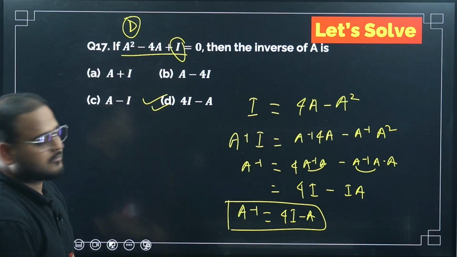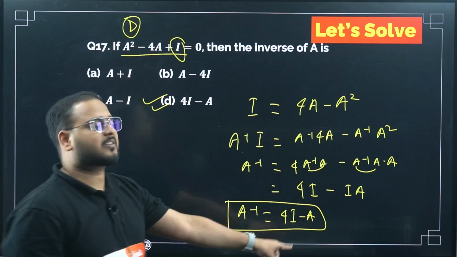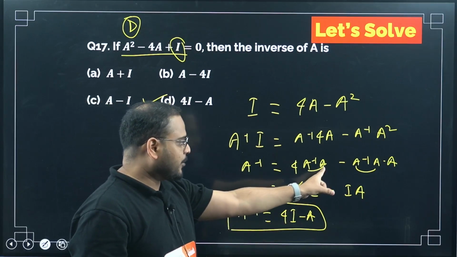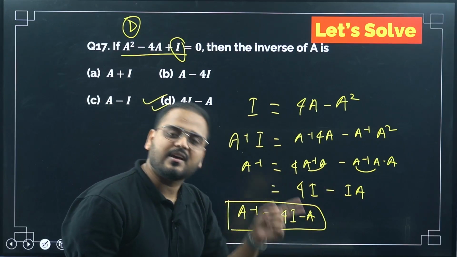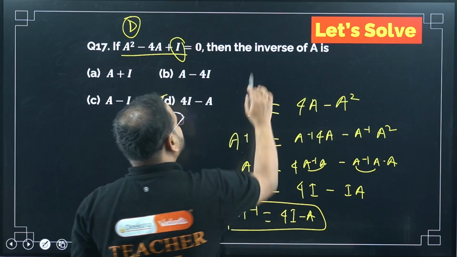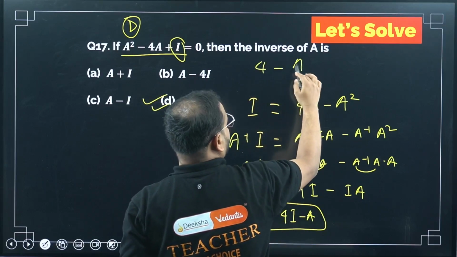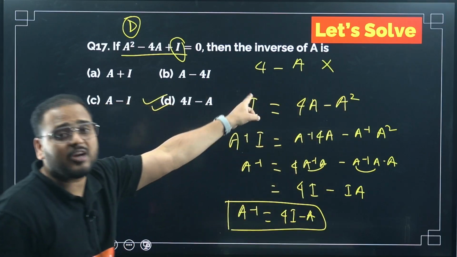This is my A inverse. Why am I not writing just 4? Because it is a matrix. If you multiply two matrices, A inverse and A, A inverse is a matrix, A is also a matrix. Please do not write this as 4 minus A. This will be incorrect because 4 means only a constant 4.